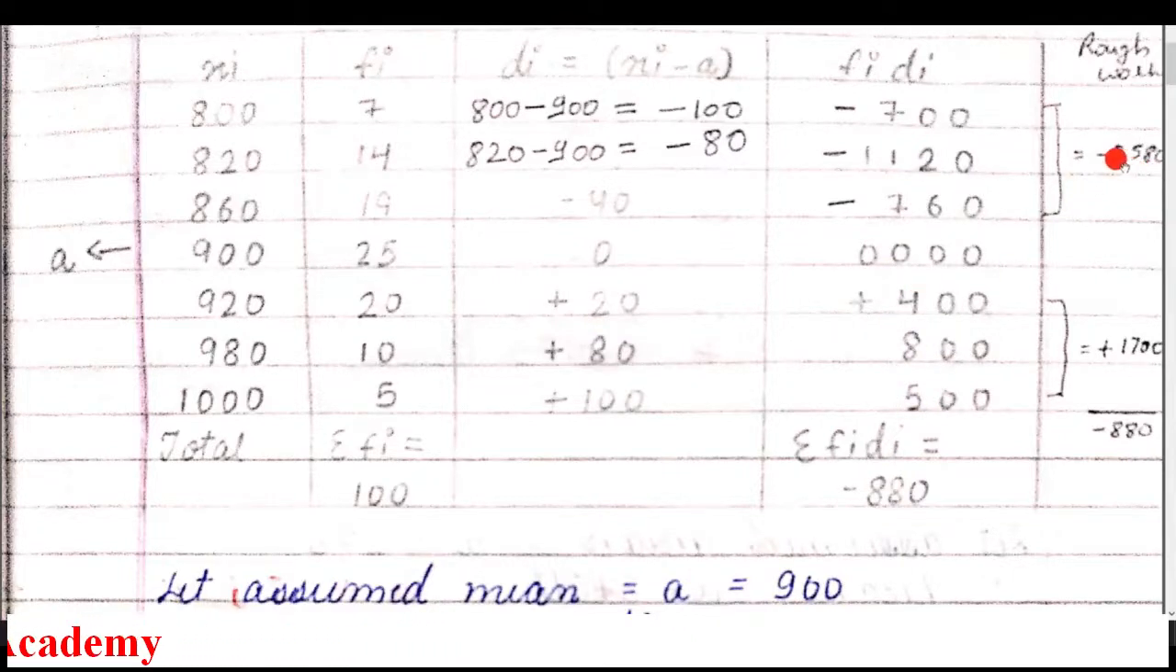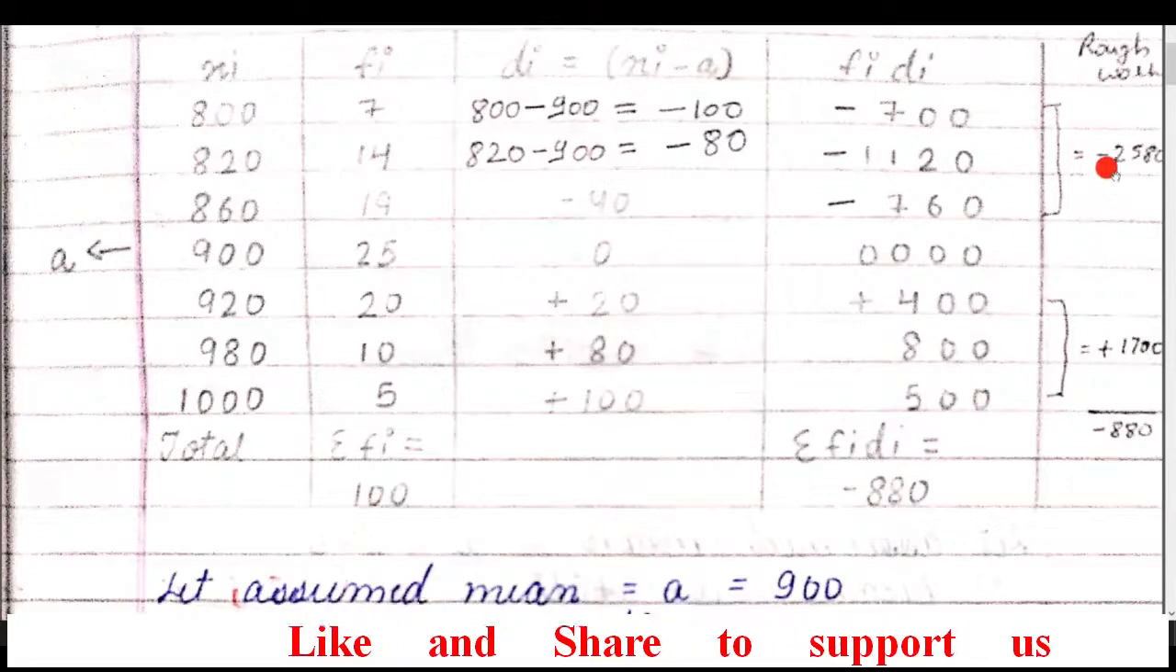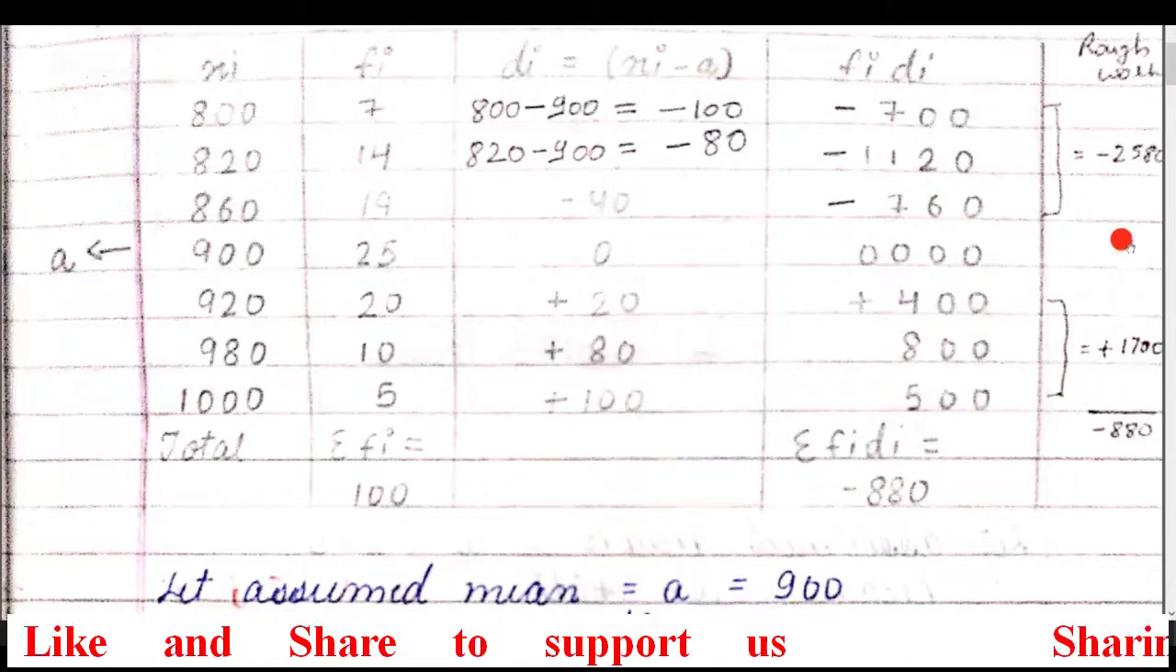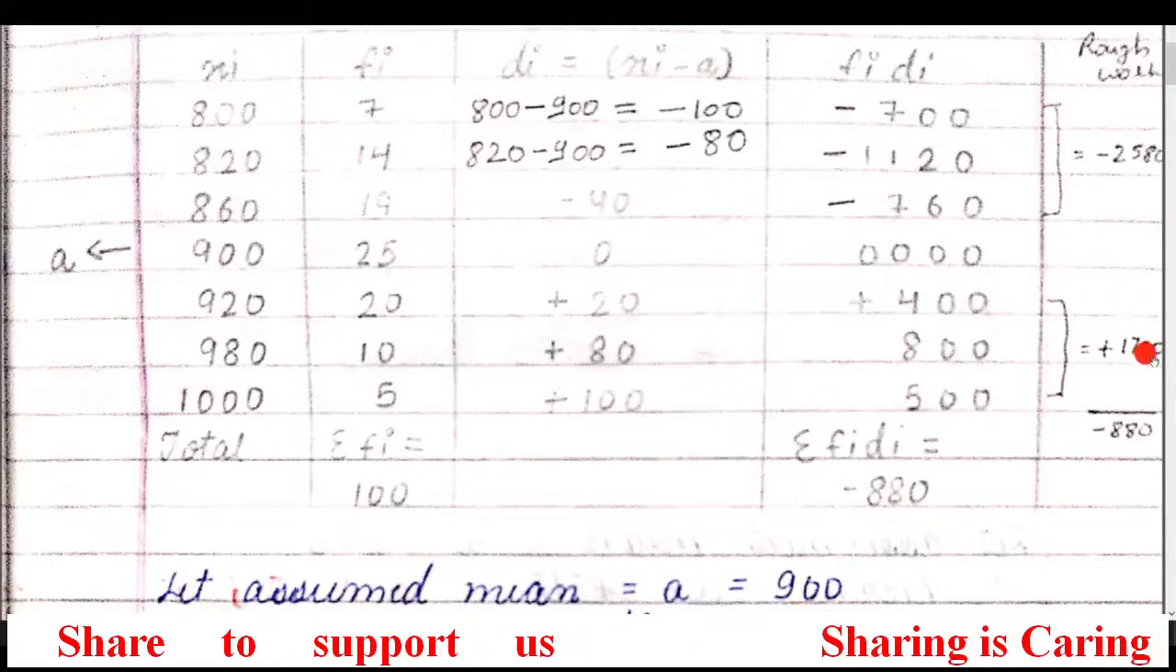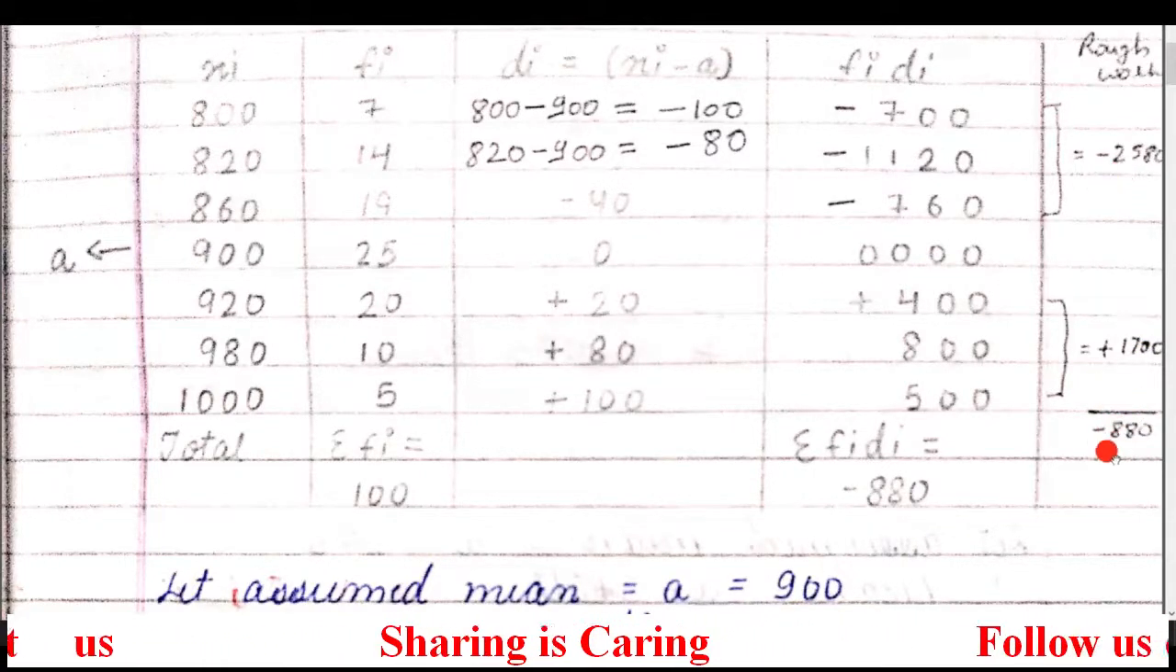Write it somewhere in the rough column. So here the summation of negative terms is minus 2580 and the summation of positive terms is plus 1700. Then minus and plus, you have to do subtraction and take the sign of the bigger number. So when you subtract them, you will get 880. Now since the bigger number is negative, the minus sign will come.